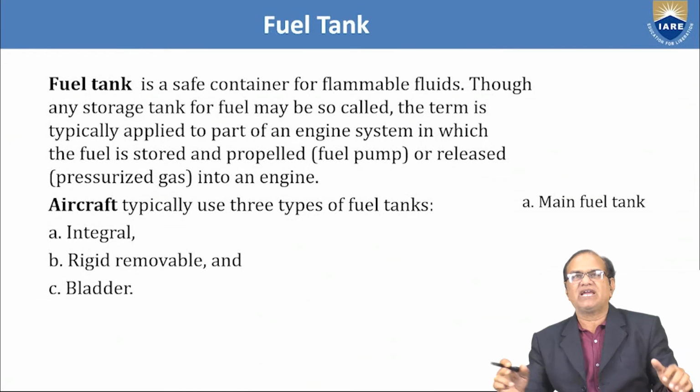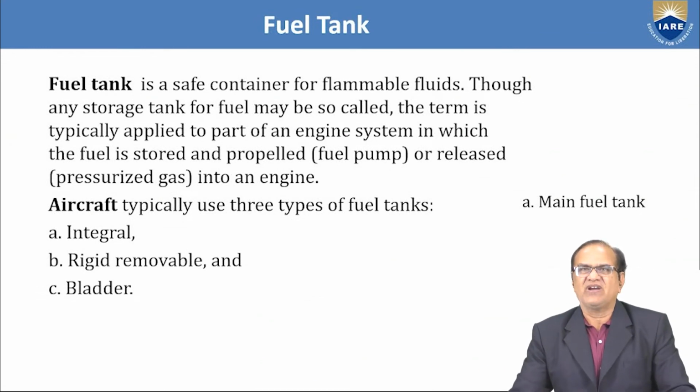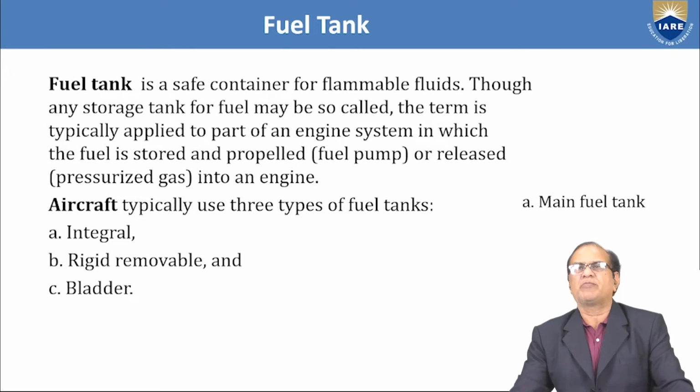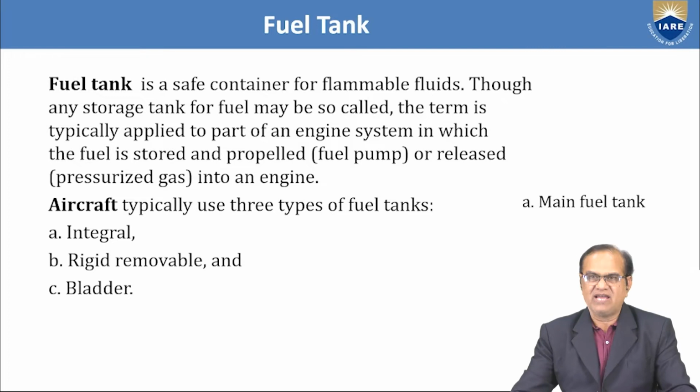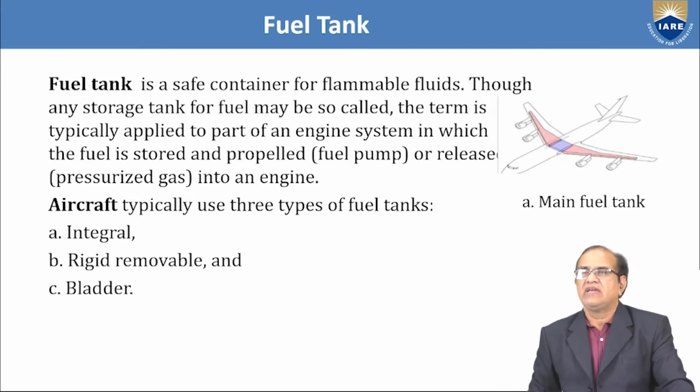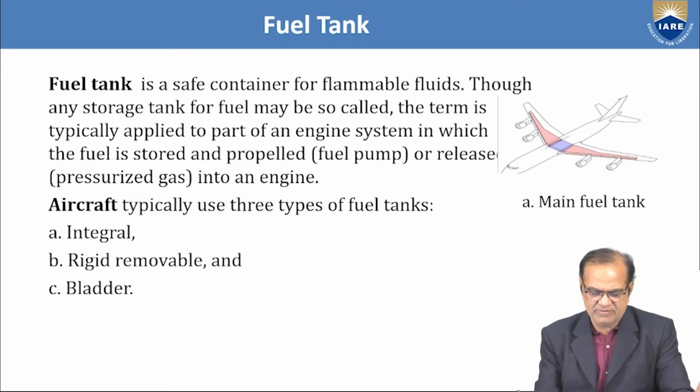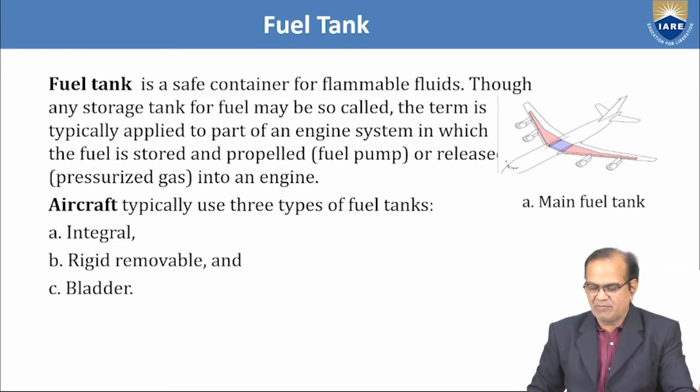Now I will talk about the fuel tank. A fuel tank is a safe container for flammable fluid. Though any storage tank for fuel may be so called, the term is typically applied to the part of an engine system in which the fuel is stored and propelled by a fuel pump or released by pressurized gas into an engine. Aircraft typically use three types of fuel tanks: one is integral, another is rigid or removable, and the bladder. Here it is shown: integral, removable, or bladder.